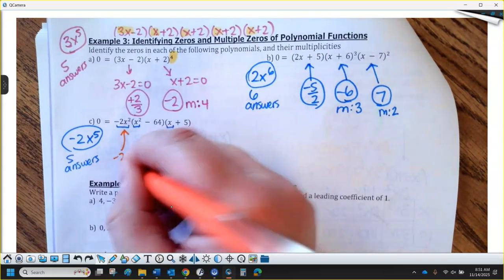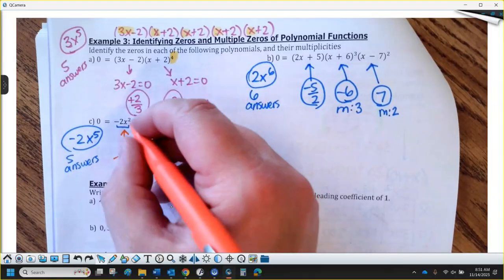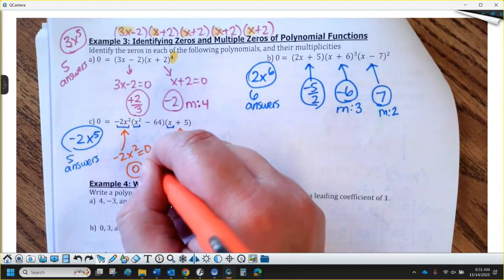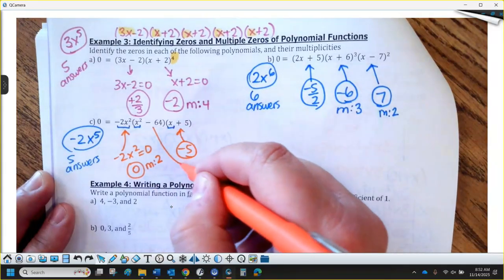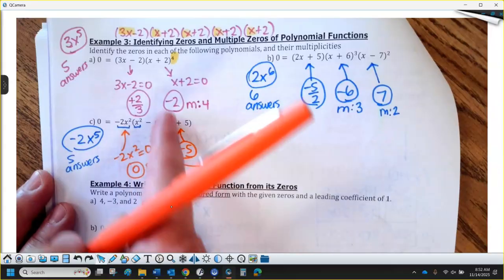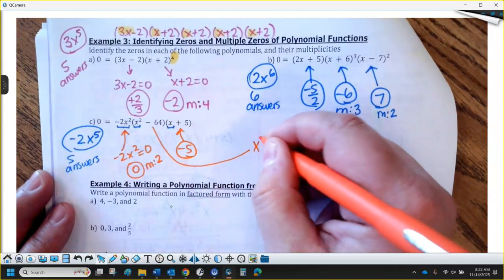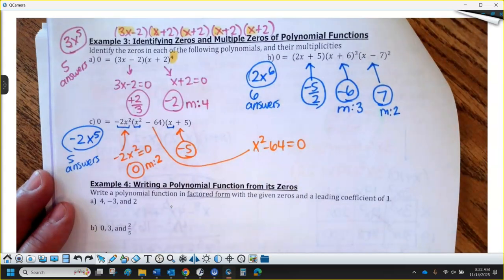So this is 0, but I know I don't have parentheses here, but that x out in front, see how it has an exponent of 2. So that actually does have a multiplicity of 2. So that counts twice. The negative 5 counts once. I'm supposed to have 5 answers, so I need 2 more. Now, this one in the middle is a little weird. This does not have a multiplicity because that exponent is not outside the parentheses.